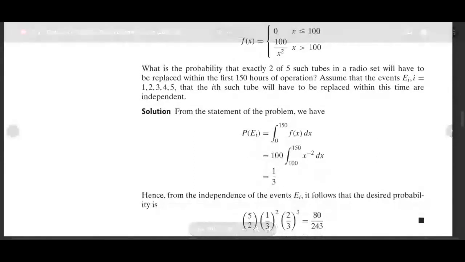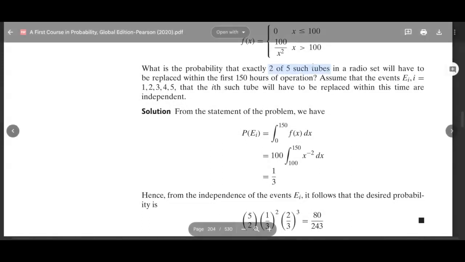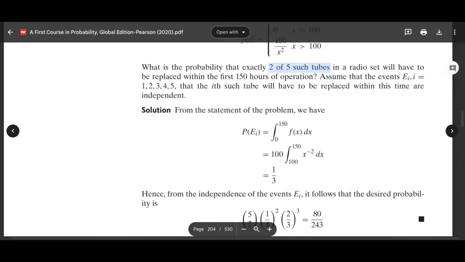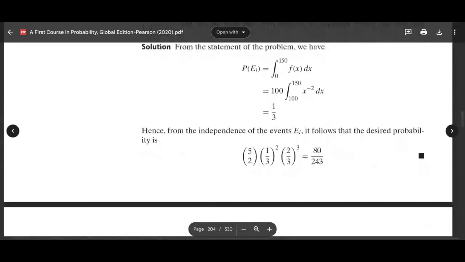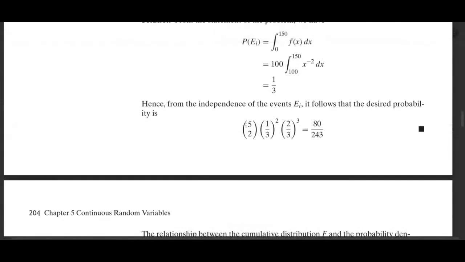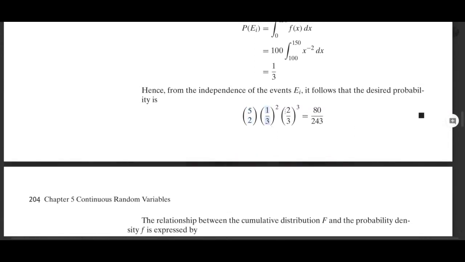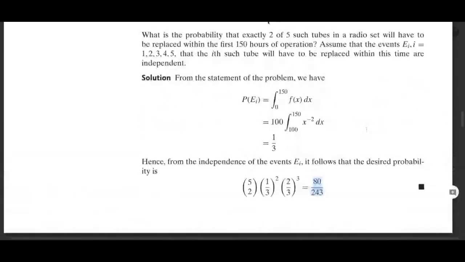Now we have the 5 tubes. We want to consider exactly 2 of them bad and exactly 3 of them good. So we have this binomial: out of 5, any 2 of them, exactly 2 of them. So that's 1/3 raised to the power 2, and then the good ones, 2/3 raised to the power 3. We calculate that, and it's 80 over 243.